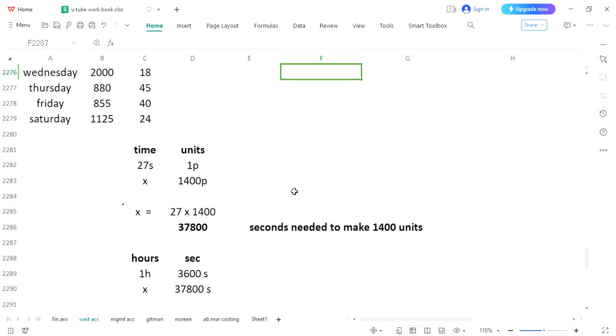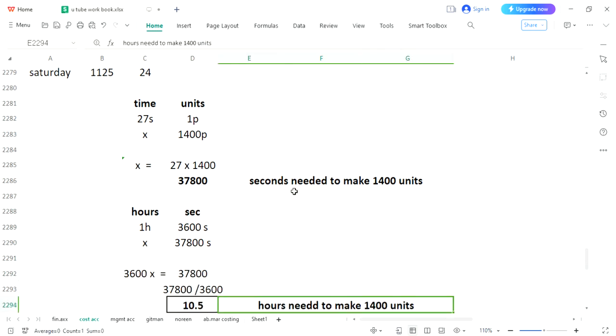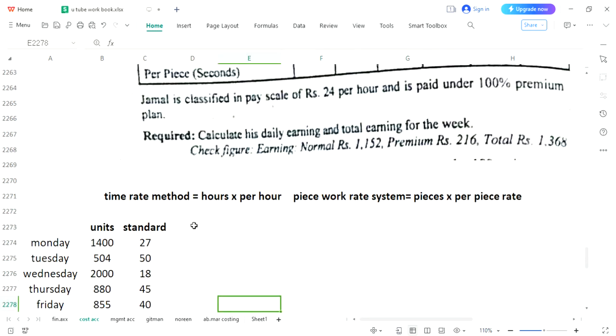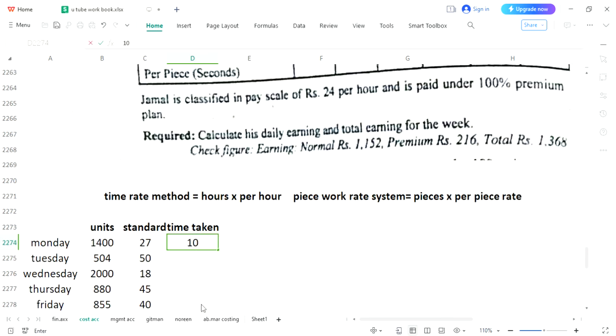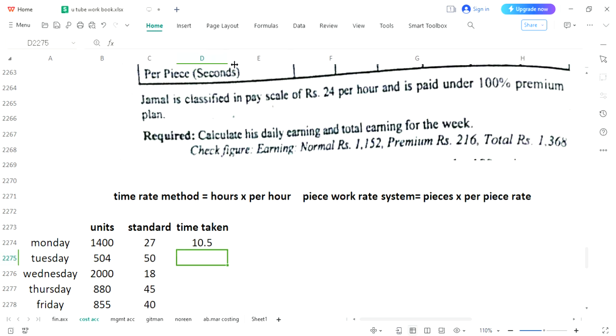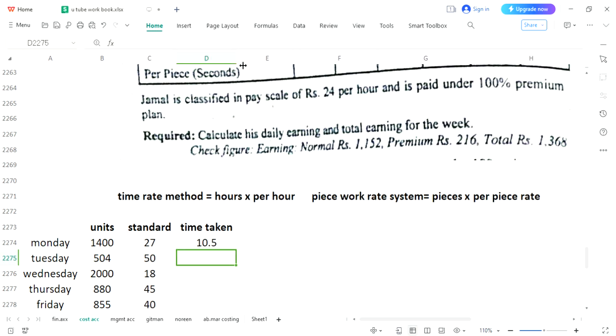So how many steps have we taken? 2 steps. And the final result we need to put over here. This is time taken. How much time has the worker taken? That is 10.5. So you are going to write 10.5 over here. Now it's up to you how you will take it, but actually we are doing the same thing for Monday, Tuesday, Wednesday, and the whole week.